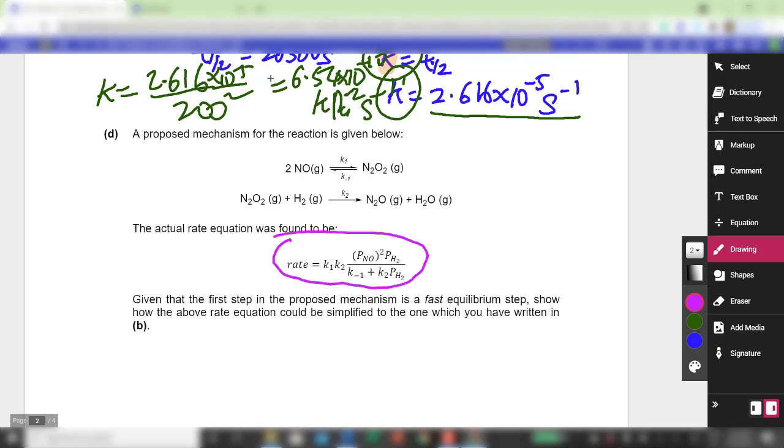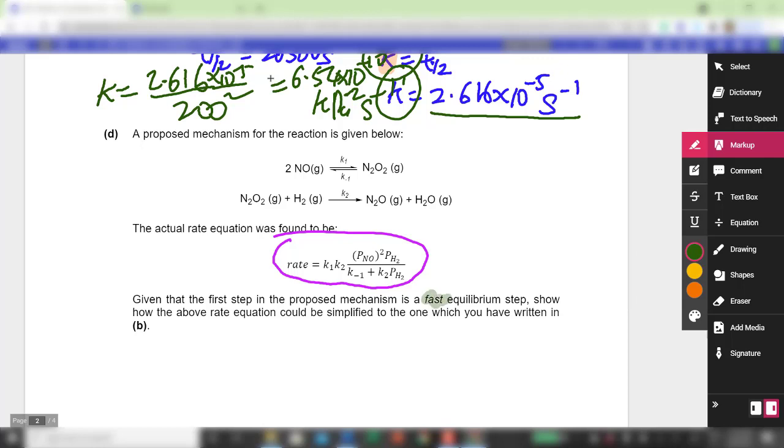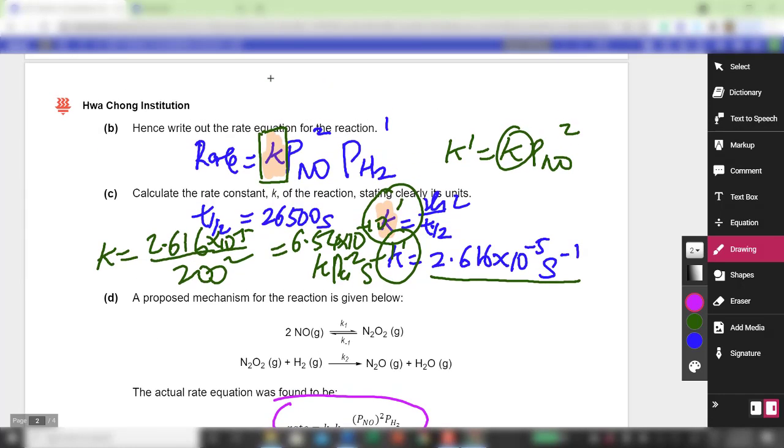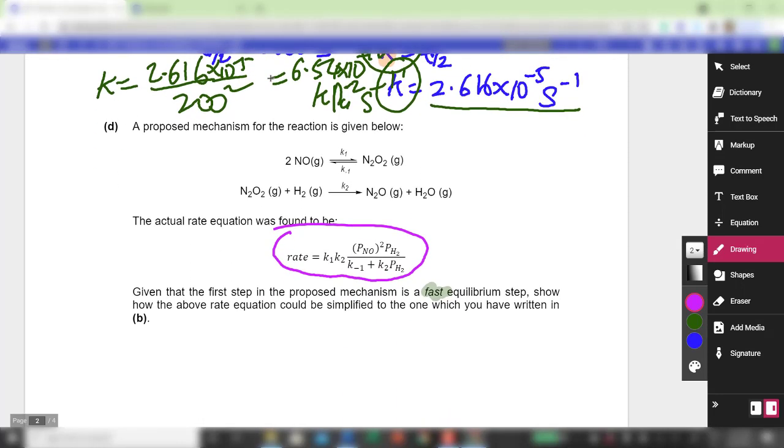You were told that the first step in the proposed mechanism is a fast equilibrium step. That's something you want to highlight. It's a fast equilibrium step, right? Show how the above rate equation could be simplified to the one which you have written in part B. So how are we going to simplify it? First of all, you were told that your first step is a fast equilibrium step.